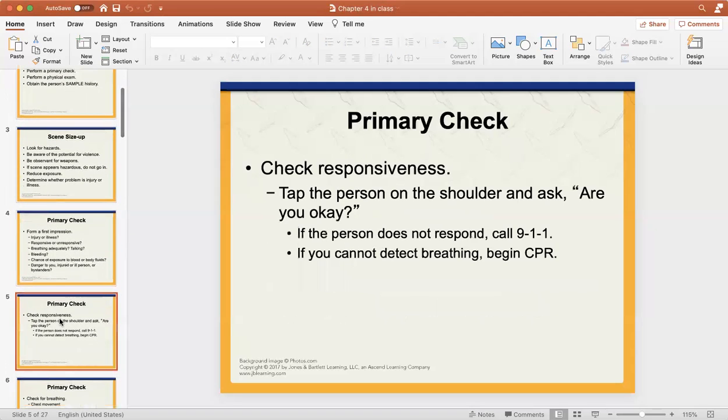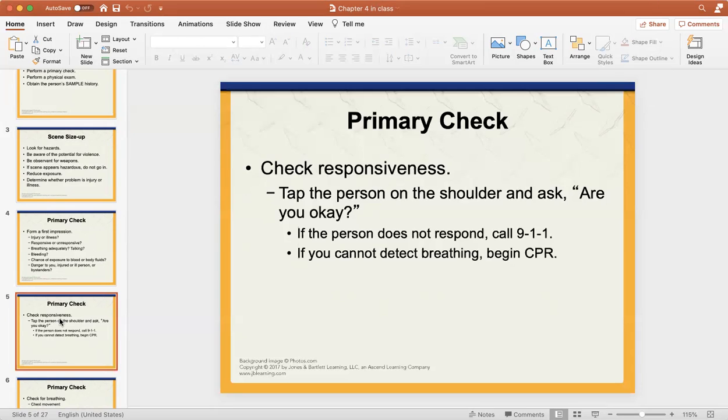Okay, so we're going to go to checking for responsiveness. You're obviously going to need to know whether the person is responsive or not. If you believe that they're unresponsive, you're going to go up to them, tap them on the shoulder, and ask if they are okay. If there is no response whatsoever from that person, you need to immediately call 911. If you cannot detect breathing, this is when you would begin CPR.